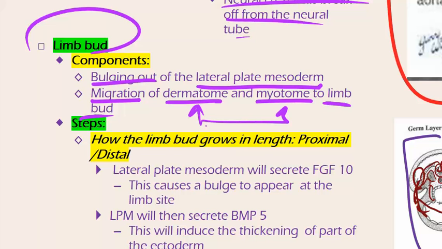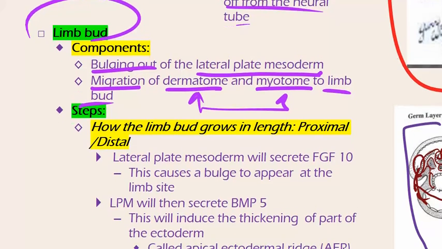Okay. So what does sclerotome become? Axial skeleton, right? Okay, so what specifically? Vertebrae and ribs. Okay, the vertebrae and ribs. So what does the myotome become? The muscles, especially the hairline. Okay. So the muscles is right.